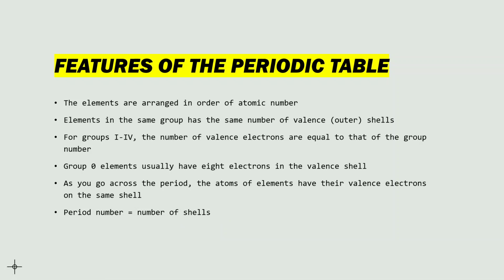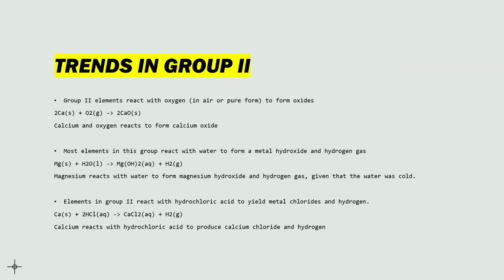Now, to finish off today's session, we are going to zero in on the trends in group 2, and we're going to go over the trends in group 4 in the next class. So trends in group 2. Group 2 elements react with oxygen, whether the oxygen is in air or in pure form, to form oxides. So here we have a reaction occurring between calcium and oxygen. And what this yields, or forms, or produces, this is what this arrow means, any of those words can work. And here we would have calcium oxide. As we said, group 2 elements react with oxygen to form oxides.